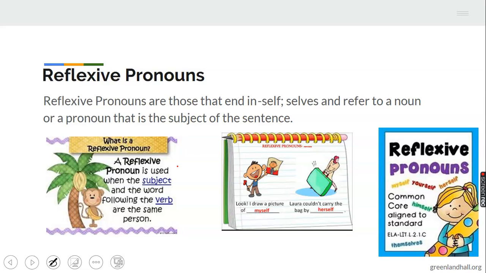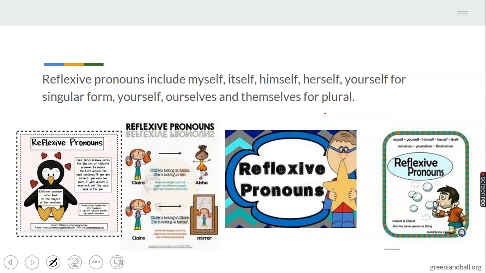Reflexive pronouns are those that end in self, selves, and refer to a noun or a pronoun that is the subject of the sentence. That's what it means. Look at the chart here showing an example. I draw a picture of myself. Laura couldn't carry the bag herself because the bag seems to be heavy. Okay. Now, reflexive pronouns tell us the relationship between self and selves. Very simple.